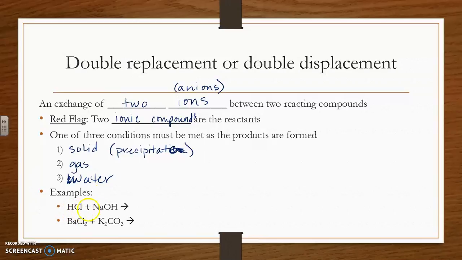We have hydrogen chloride plus sodium hydroxide. Well, we have two ionic compounds. The H is going to attach itself to the OH, and the Na is going to attach itself to the Cl. So you end up with HOH, which is the same thing as water, and sodium chloride. Okay, same thing happens here. They swap partners. You end up with BaCO3 and KCl. And it's okay if you wrote KCl first and BaCO3. It doesn't matter. It's the same thing.